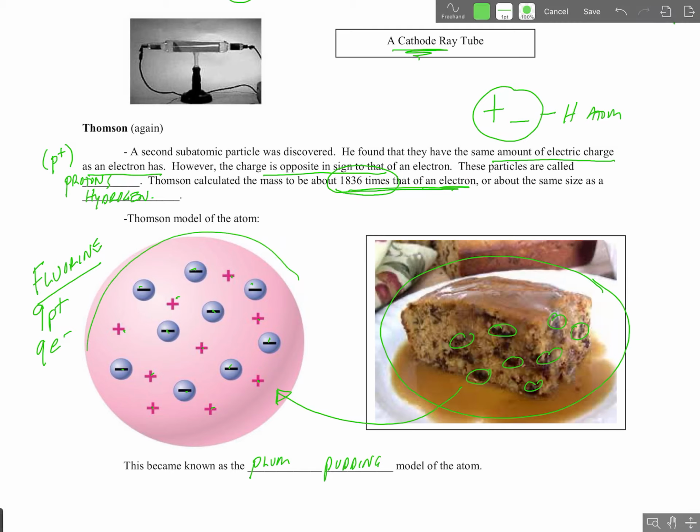So the Thomson model became known as the plum pudding model of the atom because people could envision Thomson's model by metaphorically envisioning a piece of plum pudding cake. So this became widely known as the plum pudding model of the atom. The cake portion was that positive matrix of protons, and the raisins or plums embedded within the cake were the electrons that Thomson discovered. Okay?